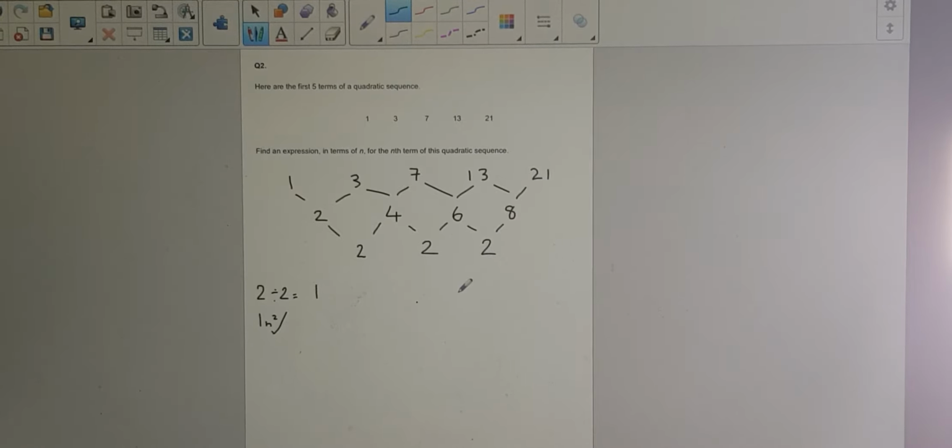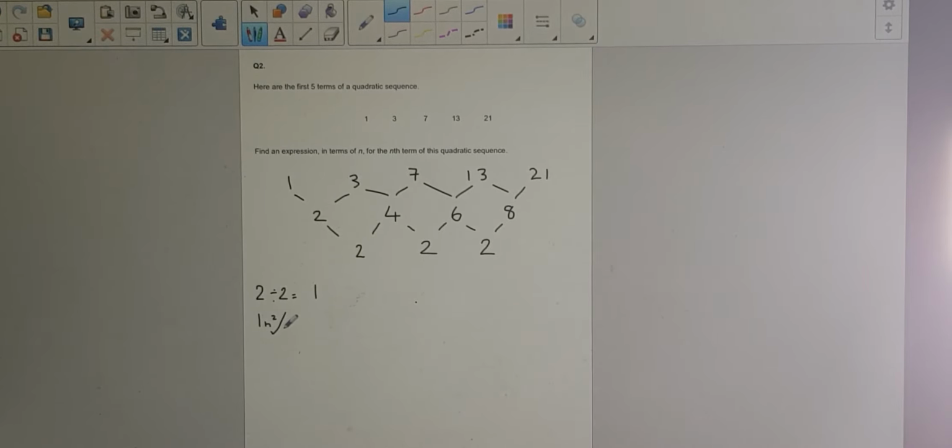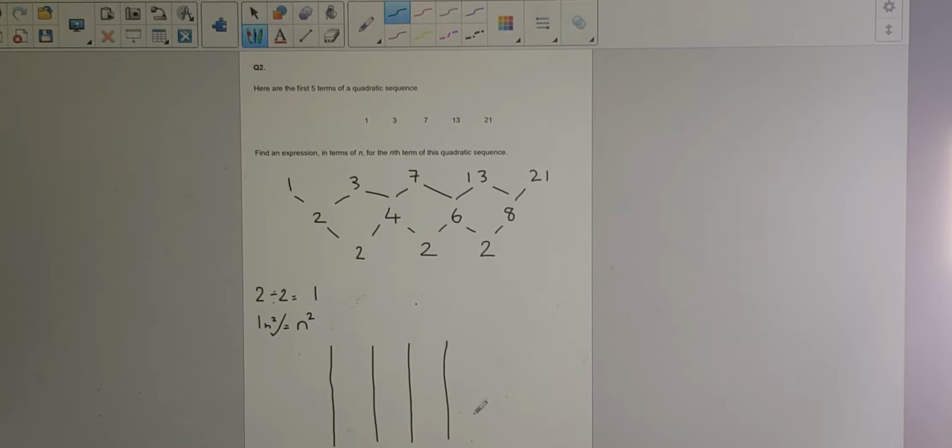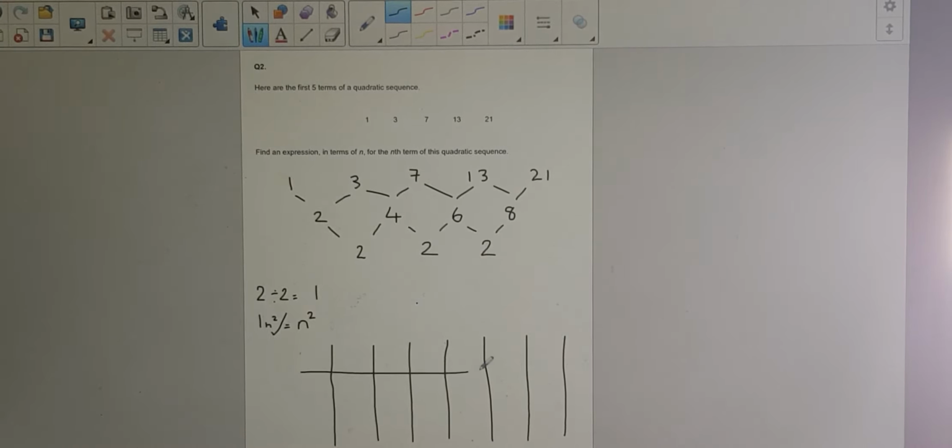Now, this is where it gets a bit more confusing. So just to be clear, instead of writing 1n squared, we don't normally write coefficients where they're 1. We just assume that it's 1 there. Okay, so this is where I encourage you to draw a table. Now I know the beginning of my nth term rule is going to be n squared.